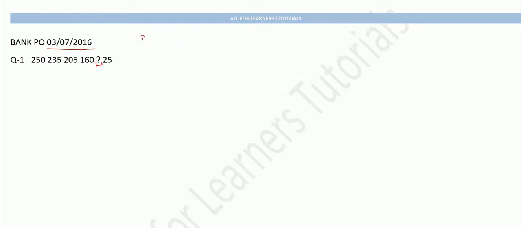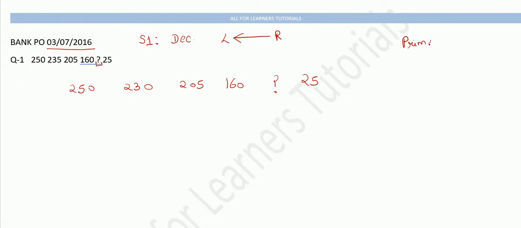Step 1. What was step 1? That you have to find out which category this series falls in. This is a decreasing series, so for decreasing series we will move from right to left. First, you have to check whether it is a prime number series or not. Obviously, this is not prime, this is not prime. If any number is not prime, just stop here and declare that this is not a prime number series.